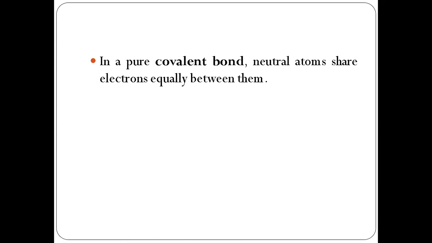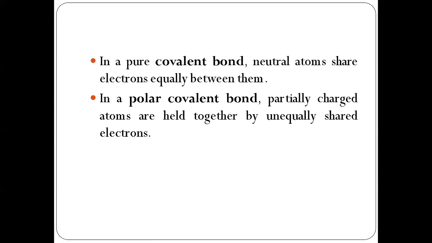Okay. In a pure covalent bond, neutral atoms share electrons equally between them. So pag sinabi natin pure covalent bond, yung mga neutral atoms nag-share ng electrons equally. Ibig sabihin, kung 2 dito, dapat 2 din sa kabila. It should be equal para masabi nating pure covalent bond.